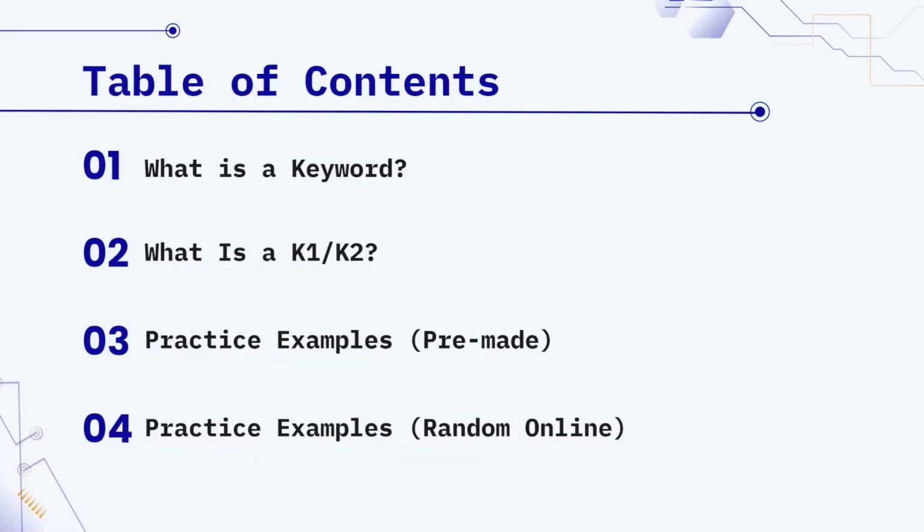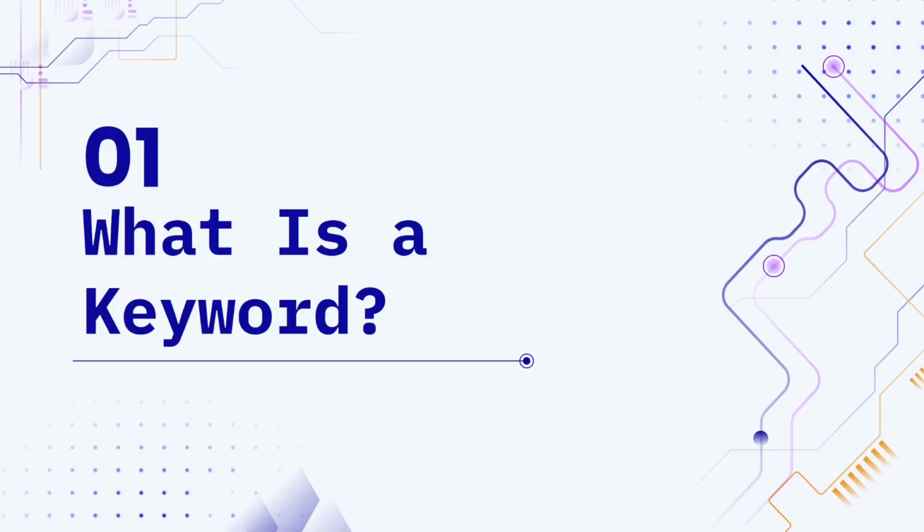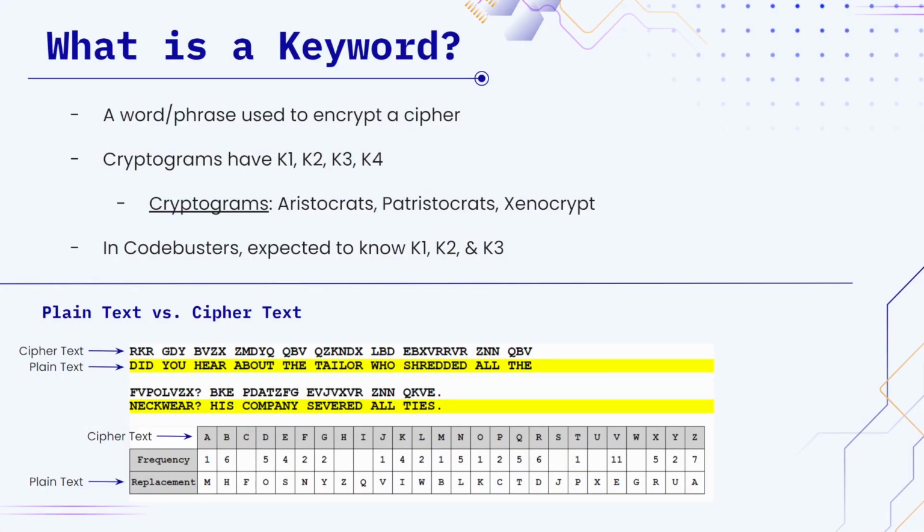So here's our table of contents. First we'll talk about what is a keyword, and then we'll talk about what is a K1 or K2, and then we'll do some practice problems. Some of them I made myself and some of them I found online. So let's go. So what is a keyword?